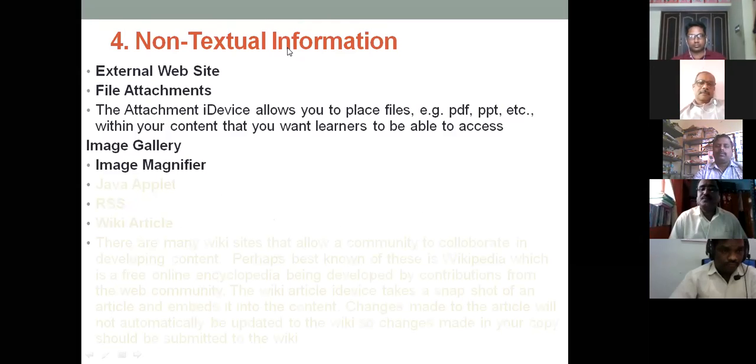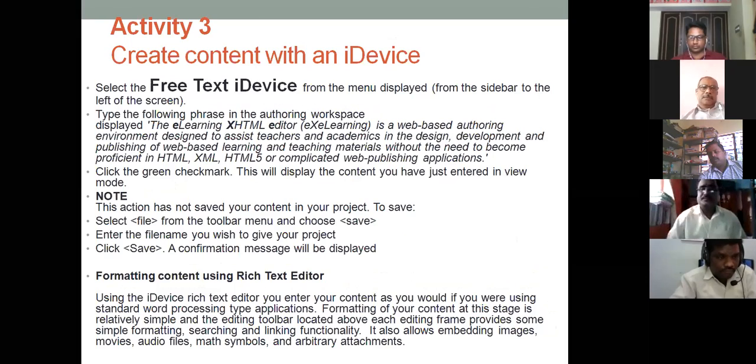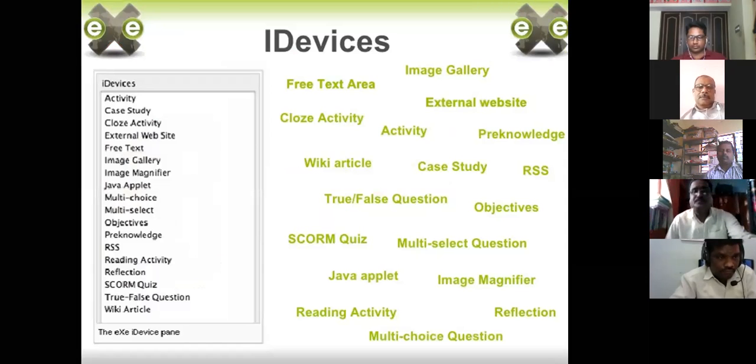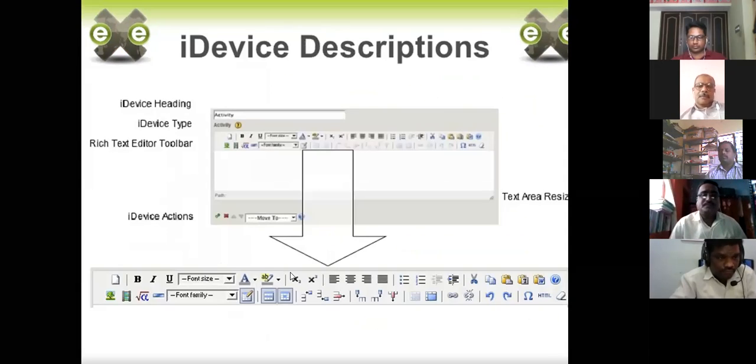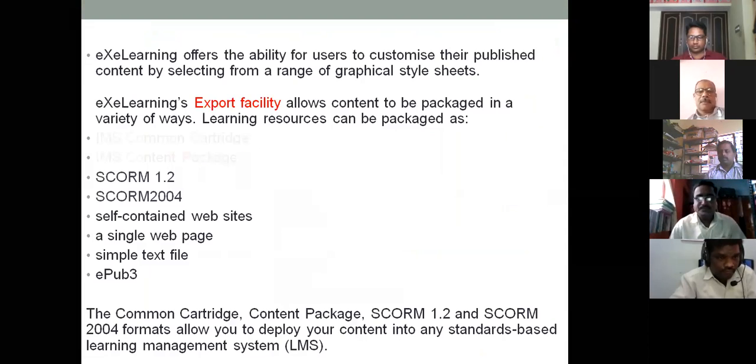Then we have the non-textual information. If you want to give a link to another website where they will have to go and read, that also you can give. Then if there is some other file which is there as a PPT, or which is there as a PDF, you can also give a link to these PDF and PPT which the learners can access. Okay, then images, Wikipedia articles they can go to. So this also can be given. Now, these are the iDevices which are available.